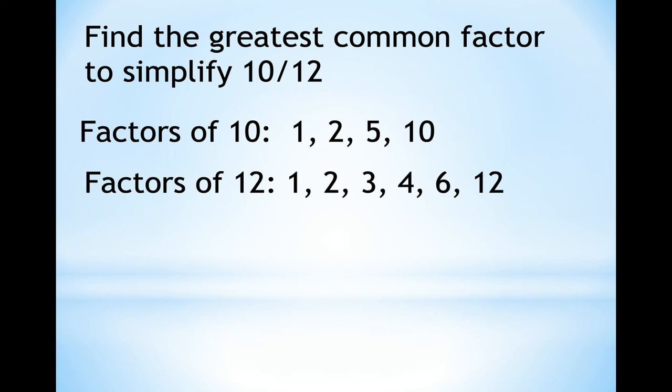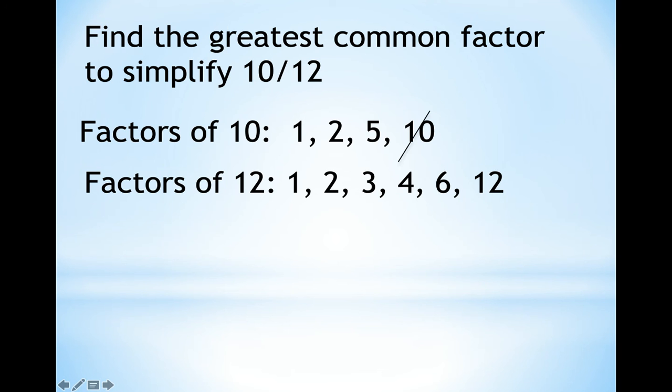In order to simplify this fraction, we need to find the greatest common factor, because the greatest common factor will show the smallest form that the fraction can be divided into. So the factors of 10 are 1, 2, 5, and 10. And the factors of 12 are 1, 2, 3, 4, 6, and 12.